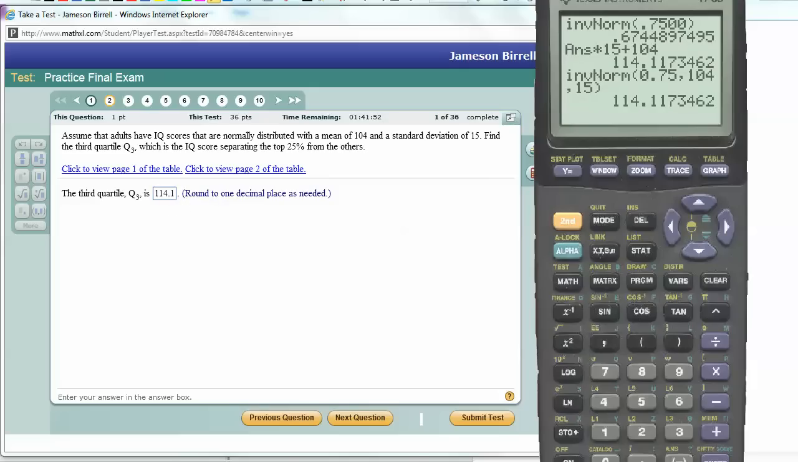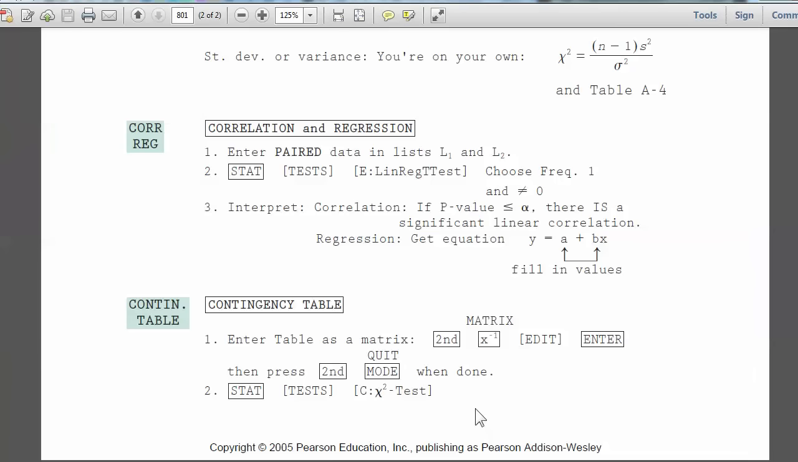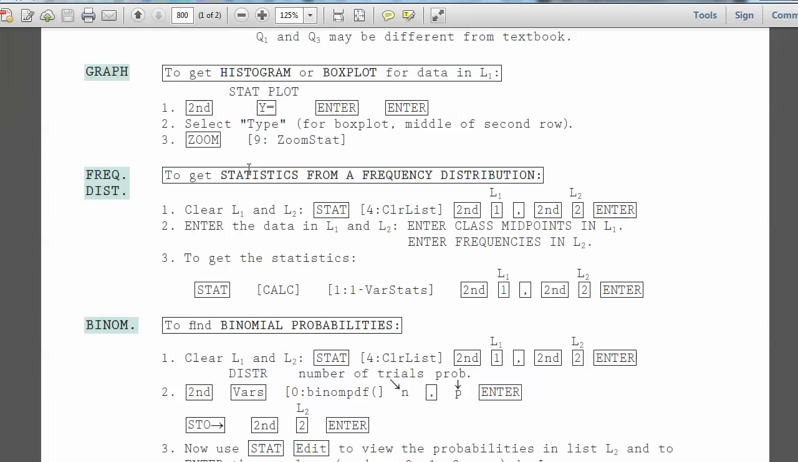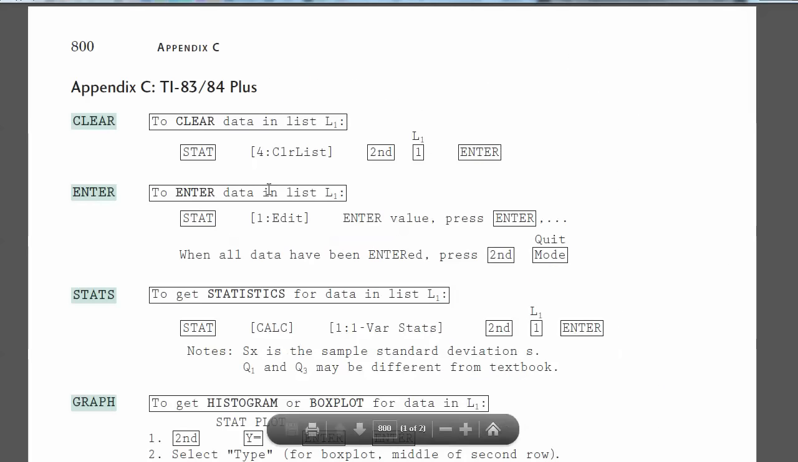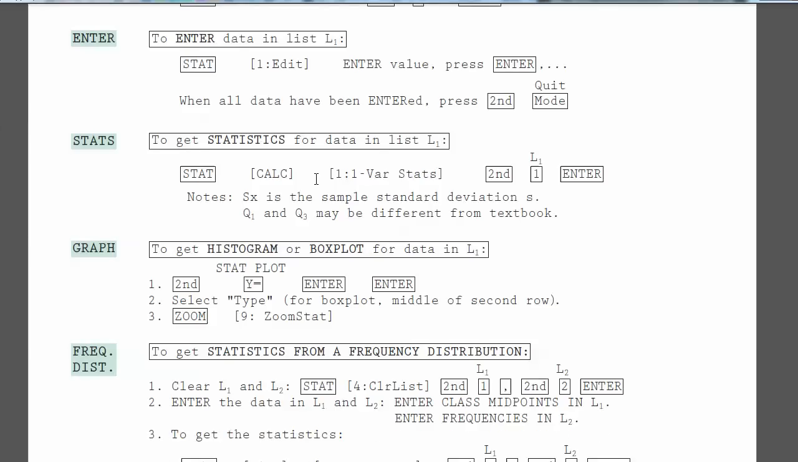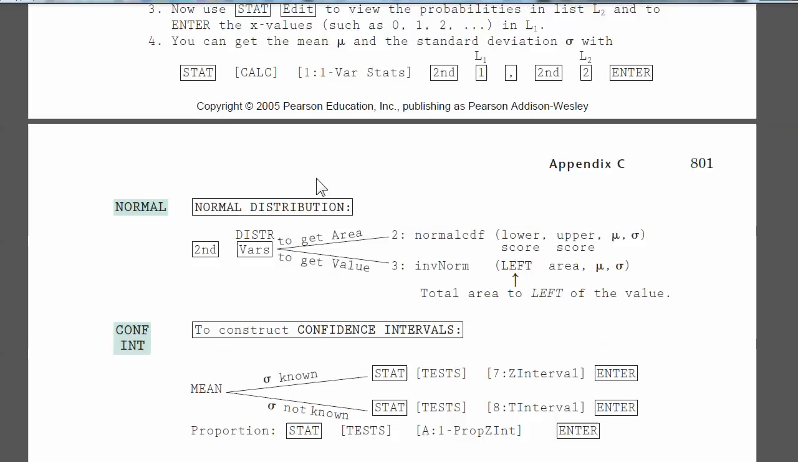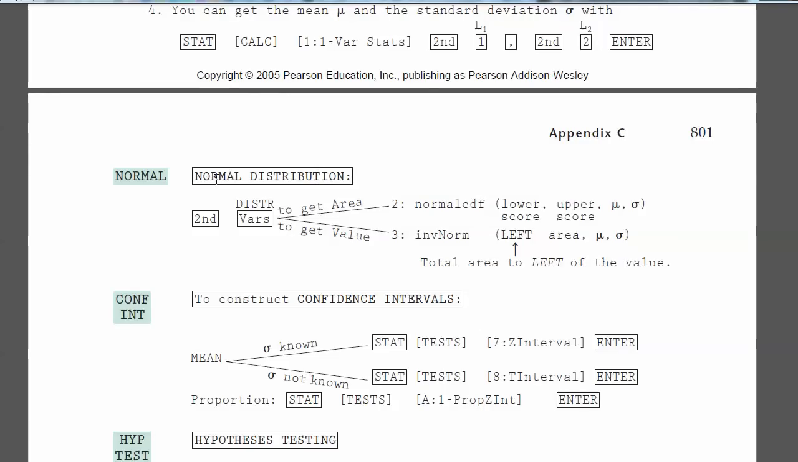Incidentally, how would you know or remember that? Well, you've got a whole bunch of approved notes. Here's one set of them. This is the Appendix C from the Dropbox, and here's the normal distribution. This is the quick reference page.